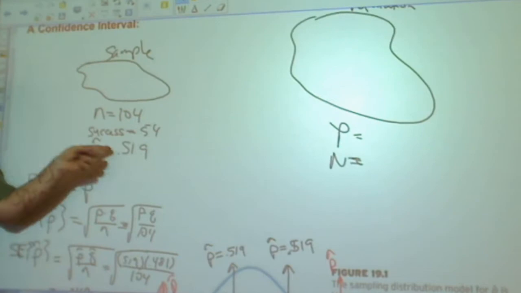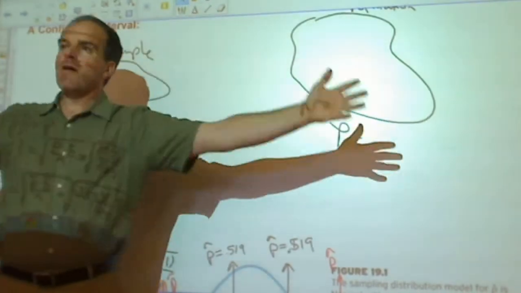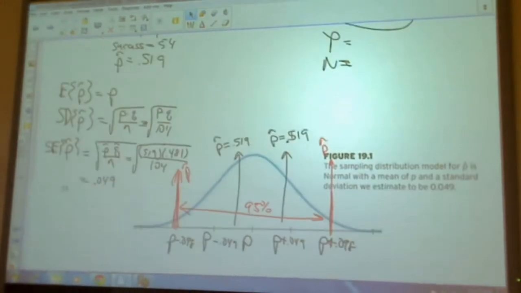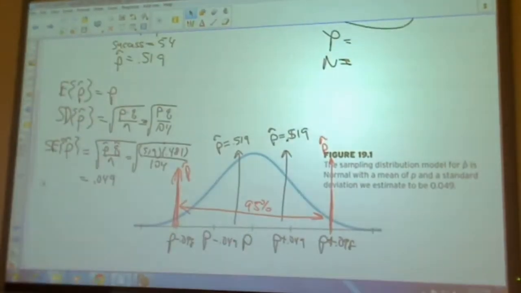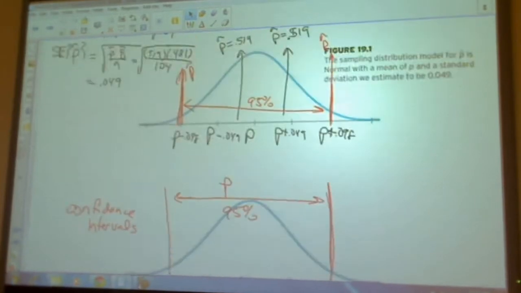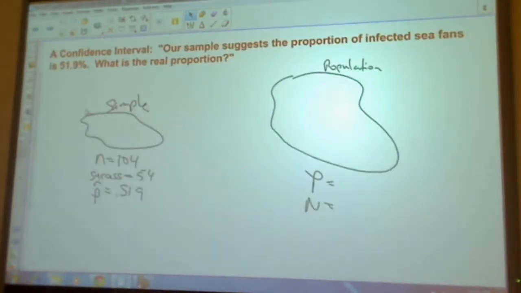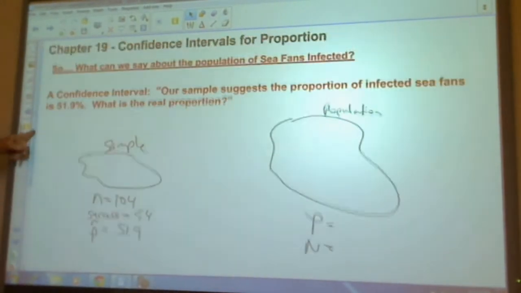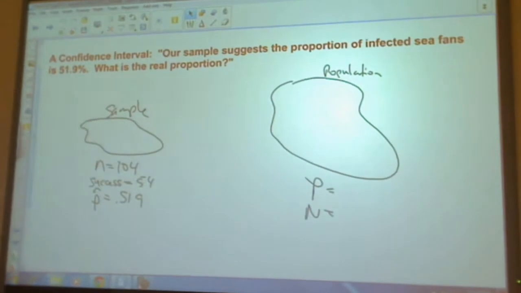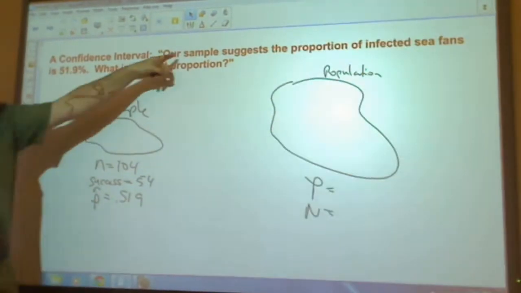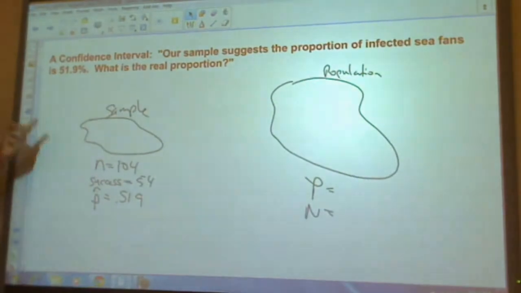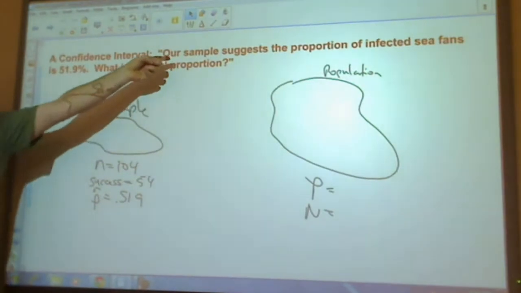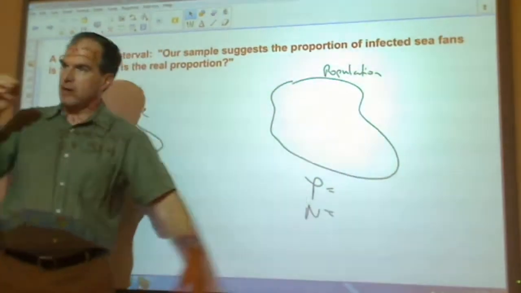We'd like to take this information and make a claim about all sea fans. What do we think the proportion is? I went through all the math describing a confidence interval, but I'd like to rework it as if you're working this problem on the test. When calculating a confidence interval, our sample suggests the proportion of infected sea fans is 51.9%. The question is, what's the real proportion, the population proportion?